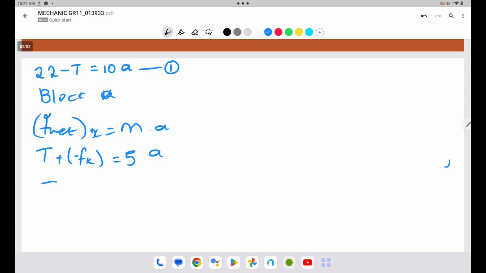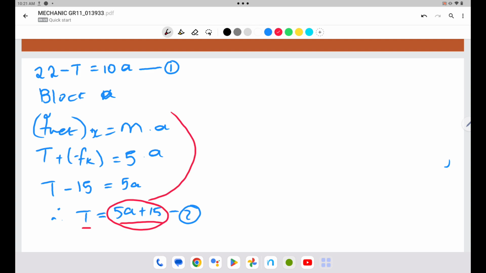So we can sub in there. We have tension. Positive times negative is negative. Fk was given as 15. That will be equal to 5a. If I make tension the subject of the formula, it means tension is equal to 5a plus 15. That is my equation number 2. So what I'm going to do is take this tension. We are saying tension is equal to this much. So where I see tension, I'm going to replace it with 5a plus 15 in the first equation.